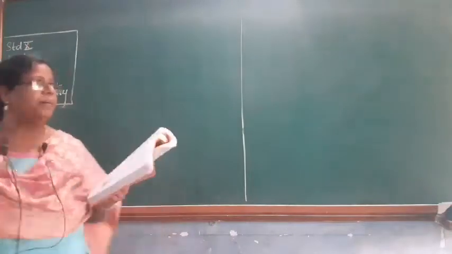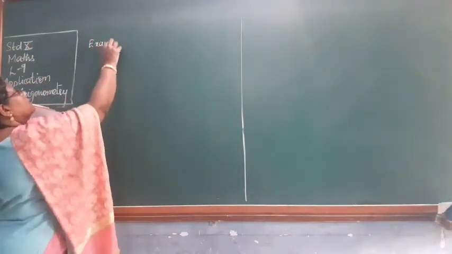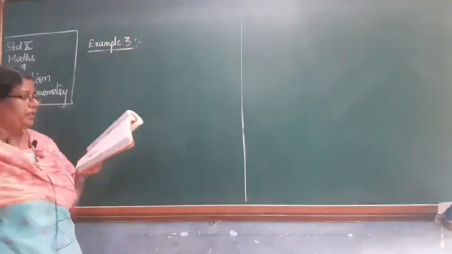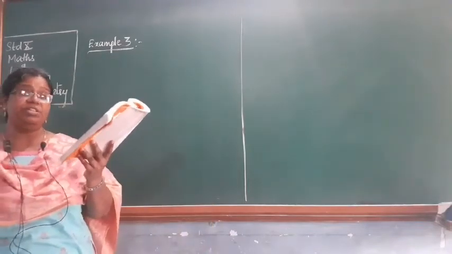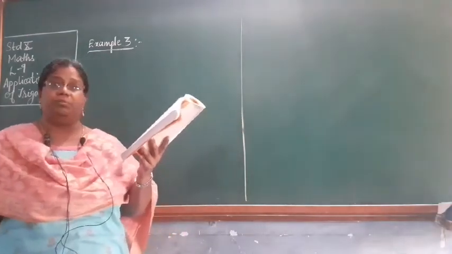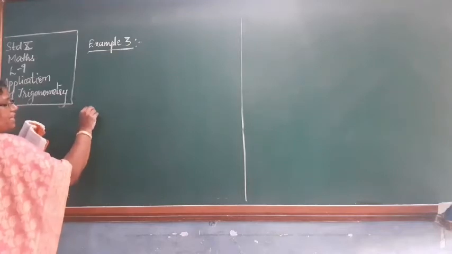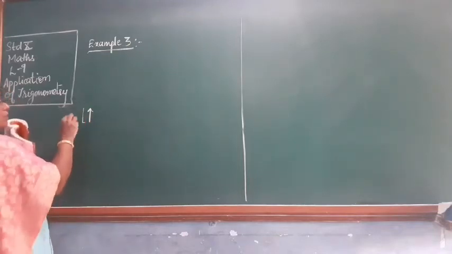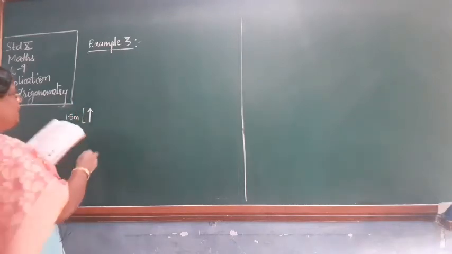Now coming to example 3. It is asked: an observer 1.5 meter tall is 28.5 meter away from a chimney. So there is an observer. Let me draw the observer as an arrow. How much is his height? It is 1.5 meter. Okay?